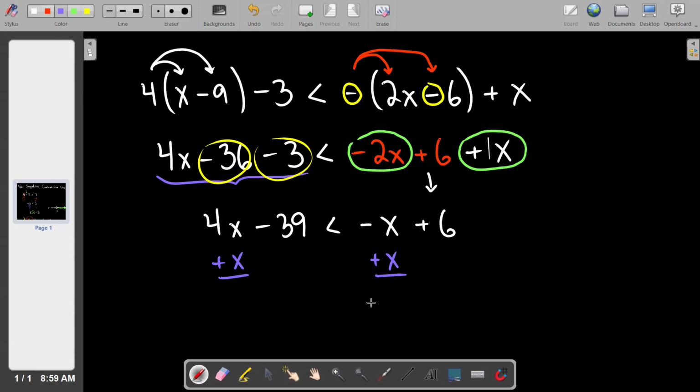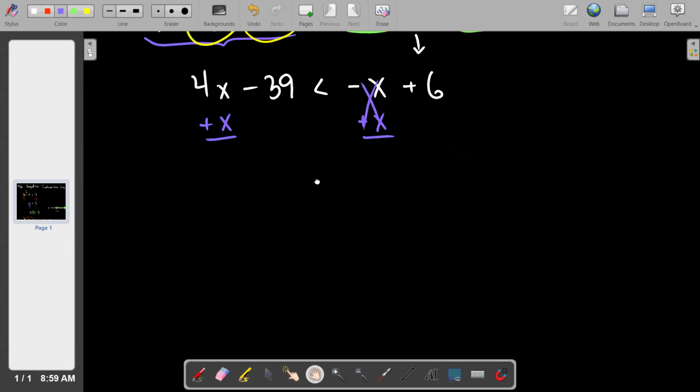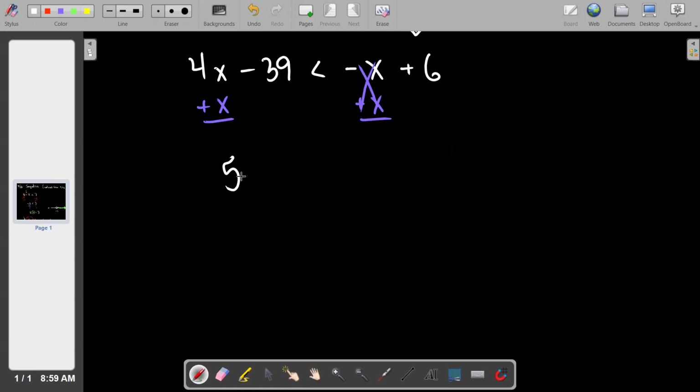So then on my left, what do I get? Good job, Seth. I get 5x is less than 6. Good job. And the stage is set, right? We've constructed this. We've controlled this problem. We've built it right to our liking, and then we're home free. What do we do now?